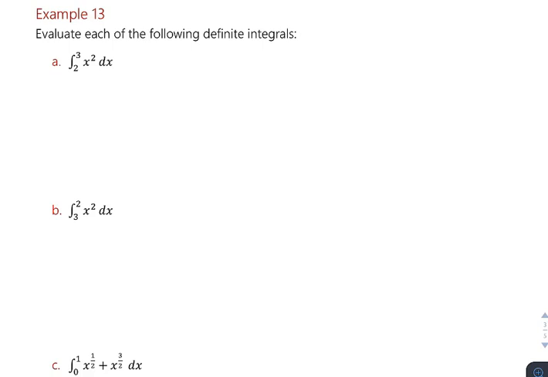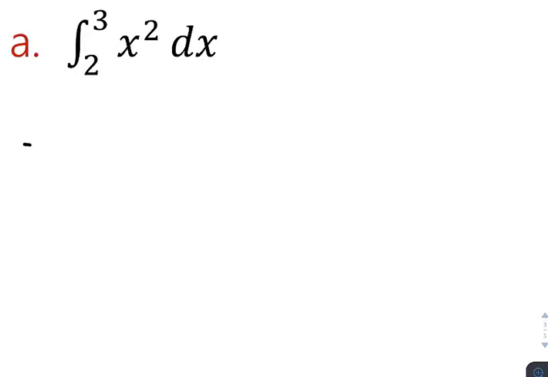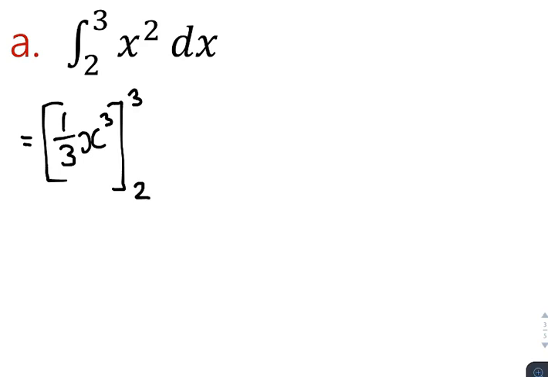Example 13. We're looking to evaluate each of the following definite integrals. Part A asks us to find the integral of x squared dx between the lower limit of 2 and the upper limit of 3. So our first step when doing this is to integrate. We raise the power by 1 and divide by that power. So we're going to divide by 3 of x cubed, close the square bracket and put in our upper and our lower limits.